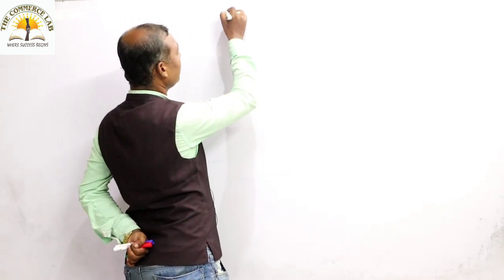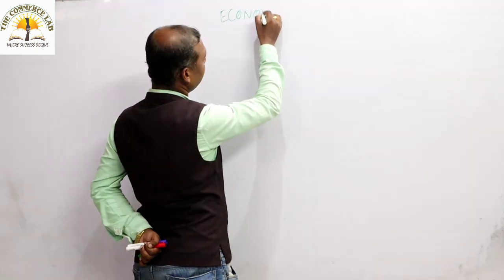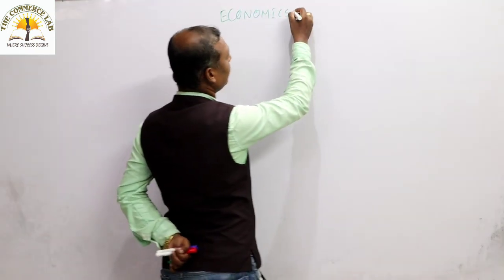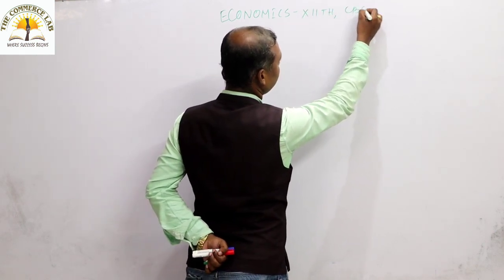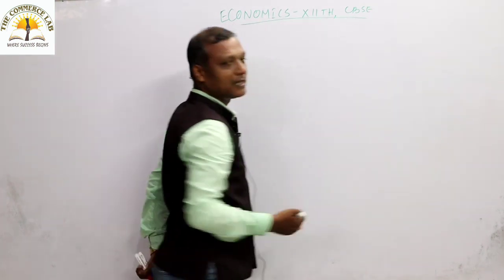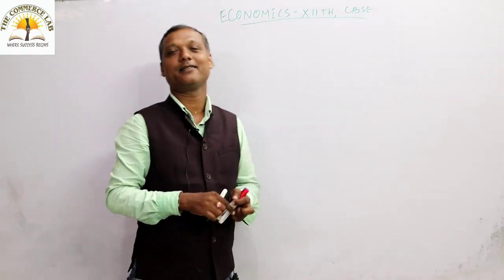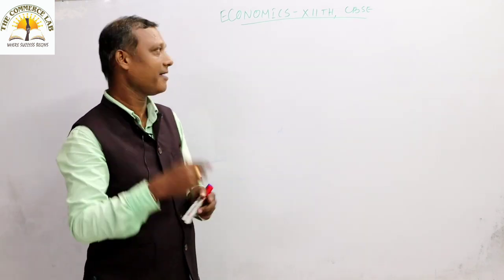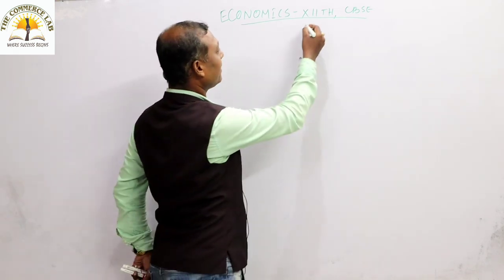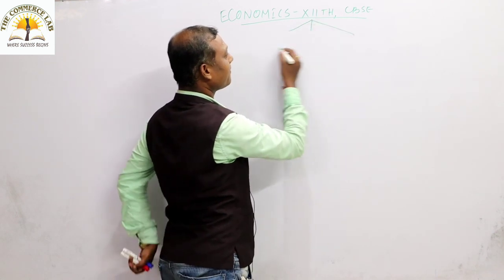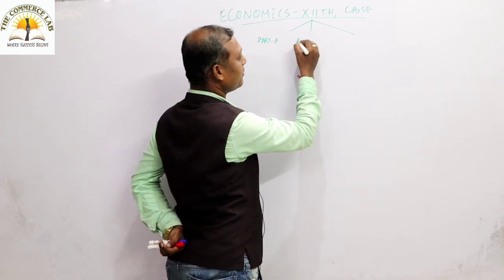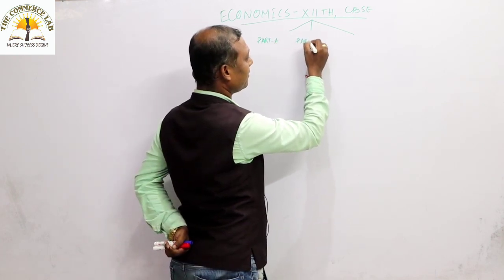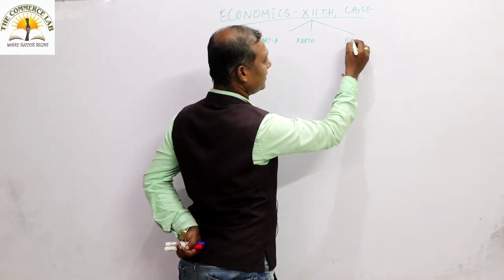So let me write the paper that I will start. That is your Economics, Class 12th CBSE. Your CBSE paper of Class 12th Economics, if we classify the paper, then it will come under 3 parts. Your part A, then part B, then part C.